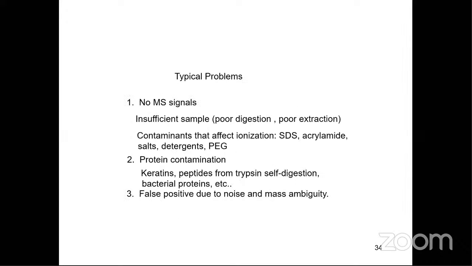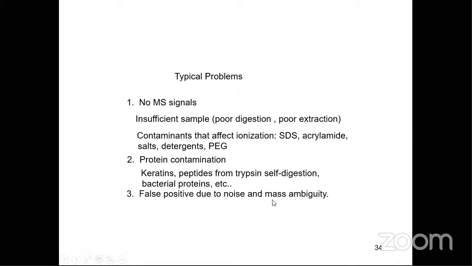So typical problems that can happen: no MS signals. Why? Insufficient sample, poor digestion, poor extraction. Because like I said, if we are looking at a protein mixture from a diseased patient, you may not get enough sample, or after taking the sample you may be extracting it, salt precipitating, then using a membrane kDa filter to filter. So with all these biochemical operations, you are losing sample. Presence of contaminants: SDS, acrylamide, all of which we use in our 1D, 2D gels, salts in salt precipitation, detergents, PEG. All these are contaminants which may affect your MS signals. Contaminants of proteins themselves: keratins, peptides from trypsin digestion, bacterial proteins, if there are any bacteria present in your sample, that itself could give signals.